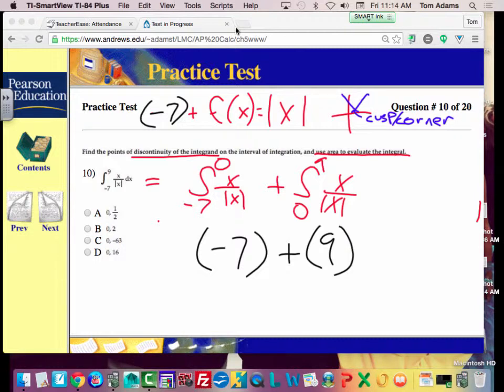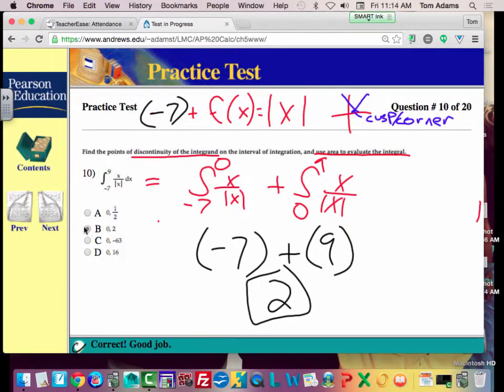Now it says find the points of discontinuity of and then evaluate it, and use the area to evaluate the integral. So what is the point of discontinuity? 0, and what's the sum of these two numbers? 2. What's the answer? B, 0, 2. B. Does that make sense?